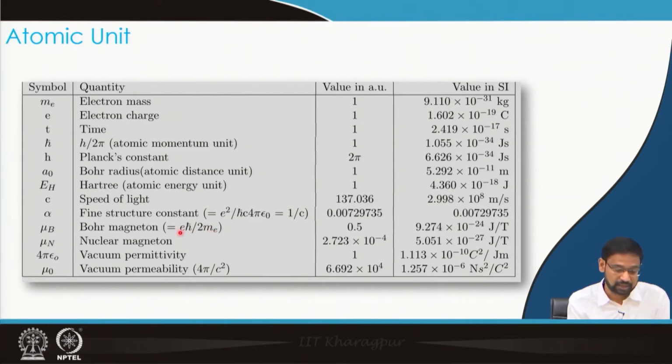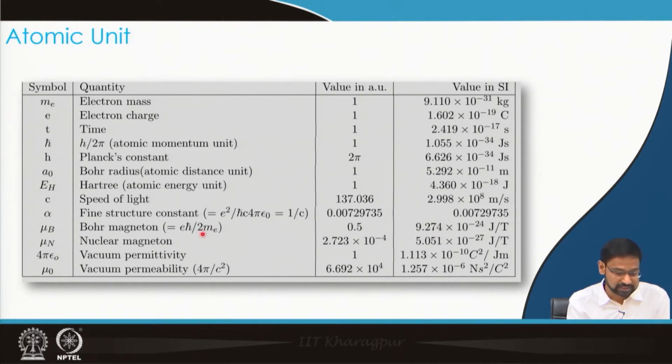And if E is the charge of the electron, and h bar is, as we have defined it, 1, divided by 2 times the mass of the electron. So, the mass of the electron is again 1 in atomic units. Therefore, the Bohr magneton becomes 1 divided by 2. So, that is 0.5, and its SI units I am sure you are all aware of.